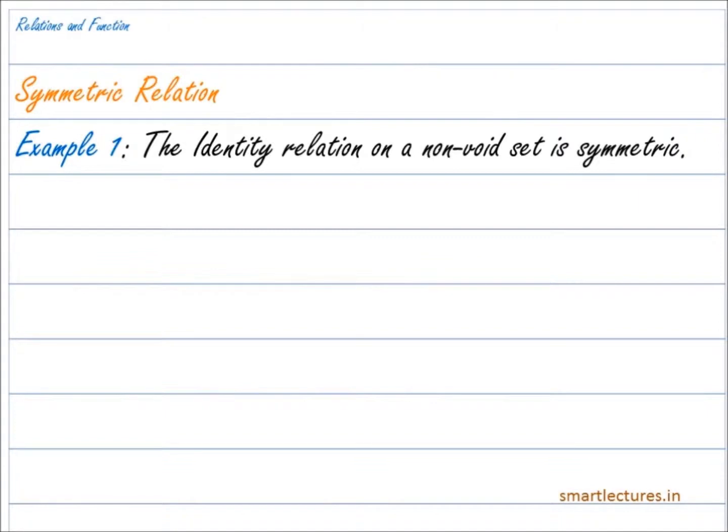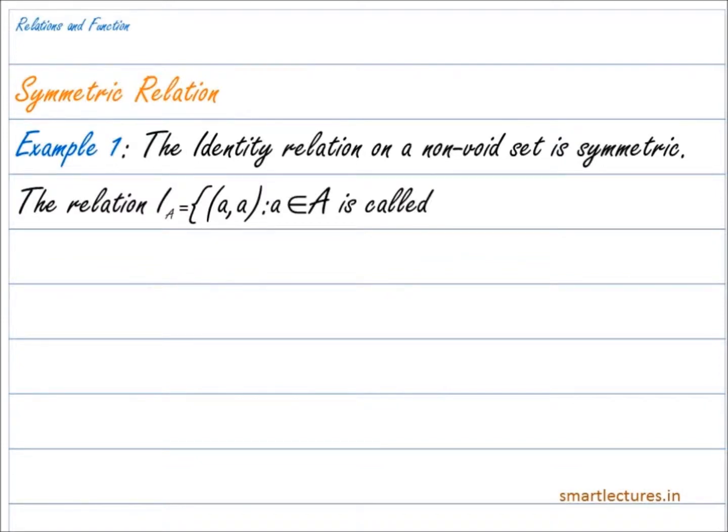Now what's an identity relation? Remember, the relation IA is equal to the set of all (a,a) such that a belongs to A is called identity relation on A. Now here you can see if we change the position of a with a, the relation will remain the same. So it's clear the identity relation on a non-void set is also symmetric.